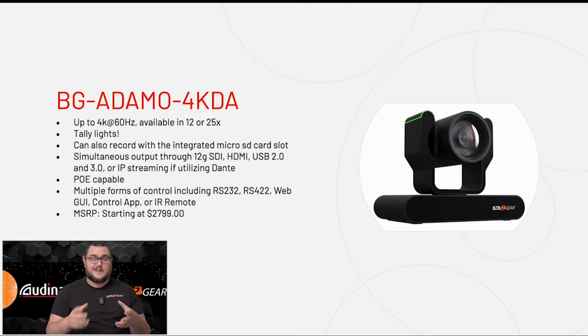And one thing that I didn't mention between both of these cameras is both of these cameras actually have AI auto tracking as well. So that's an awesome feature to have included in these PTZ cameras, especially at this price point. So the BG Adamo 4K DA is going to start you at $27.99 MSRP.